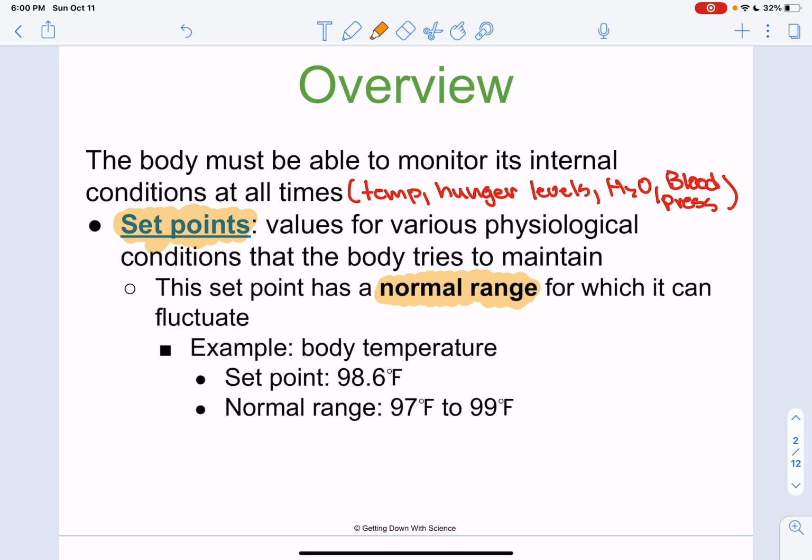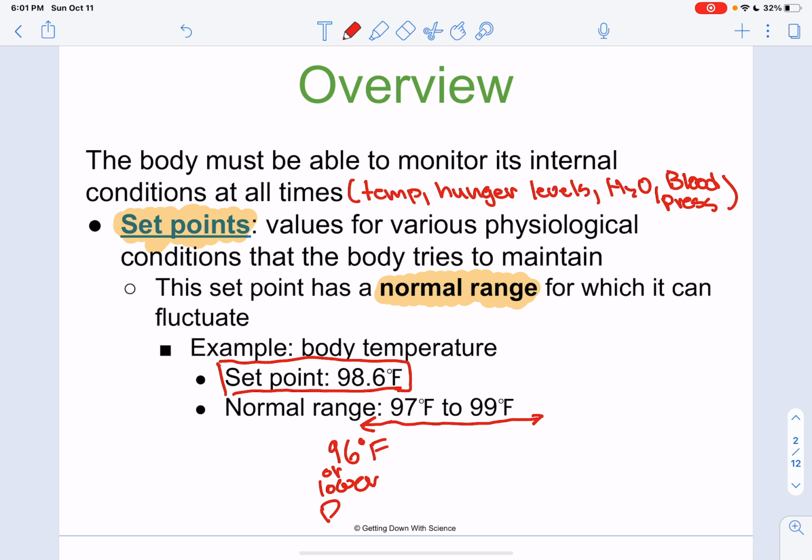And so, for example, let's talk about body temperature. Our set point for our internal body temperature is going to be 98.6 degrees Fahrenheit. That is the ideal condition for our body to be in. However, that's not always the case. And so our normal range is going to be somewhere between 97 degrees and 99 degrees. And so our body can operate pretty well within this range.